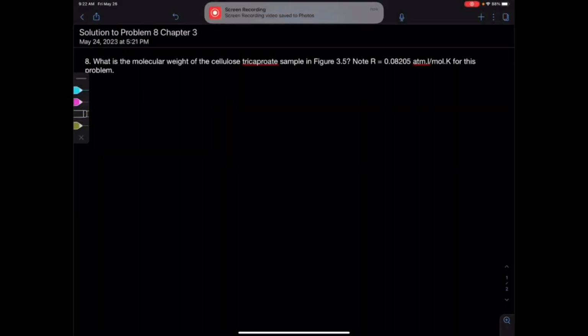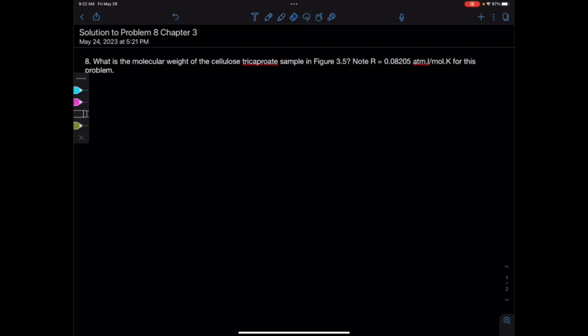This is the molecular weight of the cellulose tricaproate sample in figure 3.5. Note R equals 0.08205 atmosphere liter per mole Kelvin for this problem. Figure 3.5 is a plot of pi by C versus concentration for cellulose tricaproate in dimethyl formamide at three different temperatures: 53.5, 41.6 and 30.0 degrees. It is said that the Flory theta temperature was determined to be 41 plus or minus 1 degree centigrade.